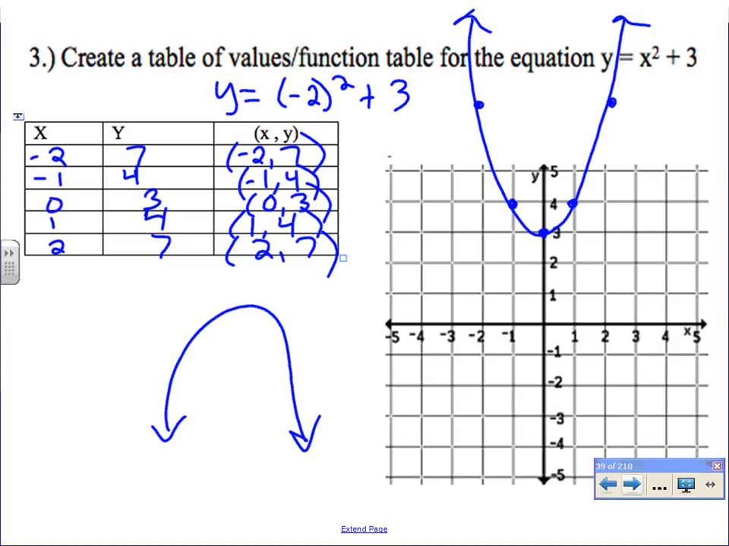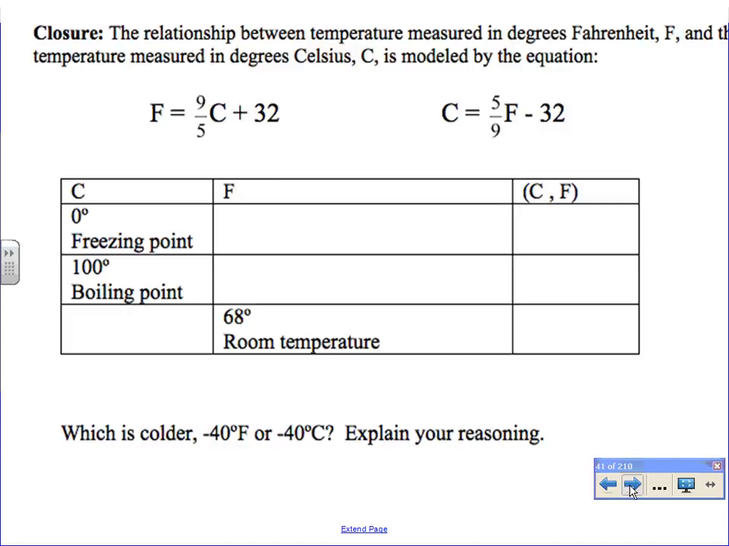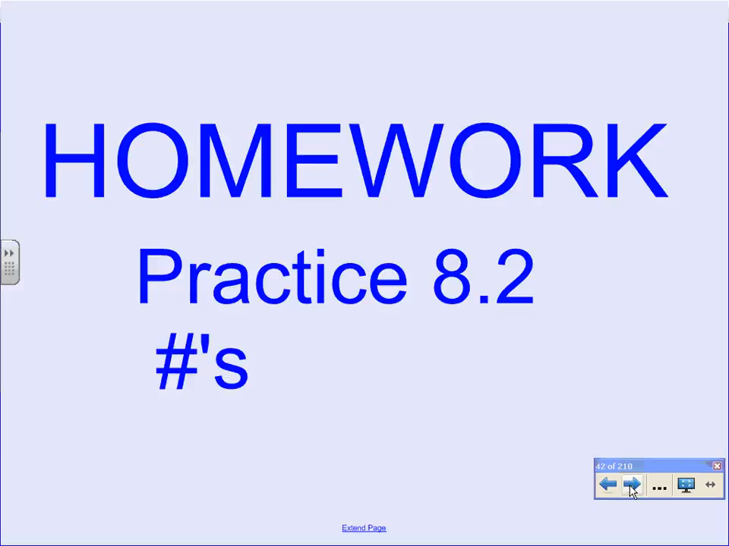Now ideally, I do want to do number 4 in the closing, but I'll save that for tomorrow. Tomorrow, I'm going to teach you kind of the same thing, but the equations are not going to be in y equals form. So they're going to make it a little bit harder. So I'm going to have you do a little bit of 8.2. So open up your homework packet. So 8.2, and you have a couple minutes to start. I want you to try numbers 1 through 4.